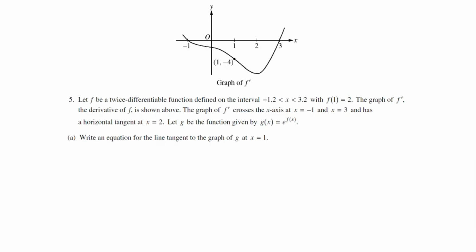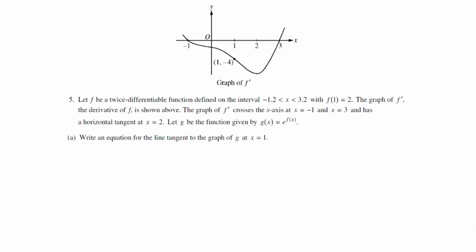All right. This is question number 5 from the 2009 Form B AP Calculus AB exam. It's a function FRQ, where we're given, first of all, a graph of f prime, and we're told that f is a twice differentiable function on this interval from negative 1.2 to 3.2. We know that f of 1 is equal to 2, and f prime, we've got its derivative here. And we also know that it crosses the x-axis at negative 1 and 3 with a horizontal tangent at 2.